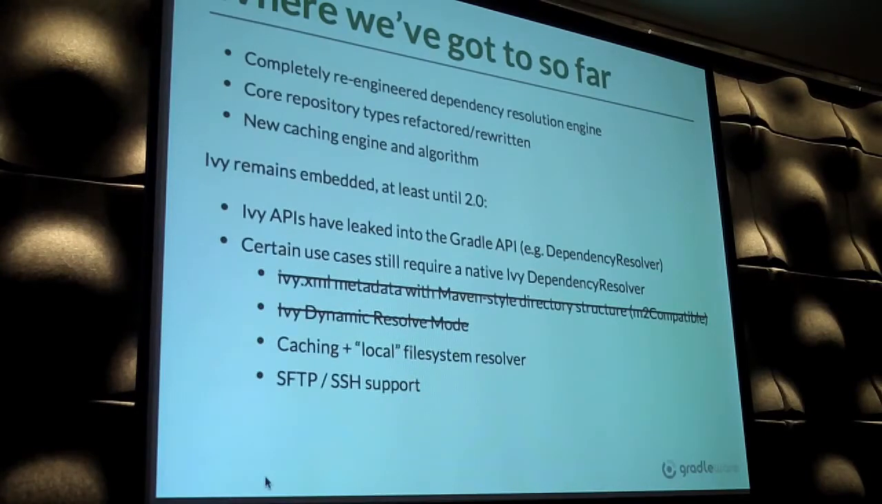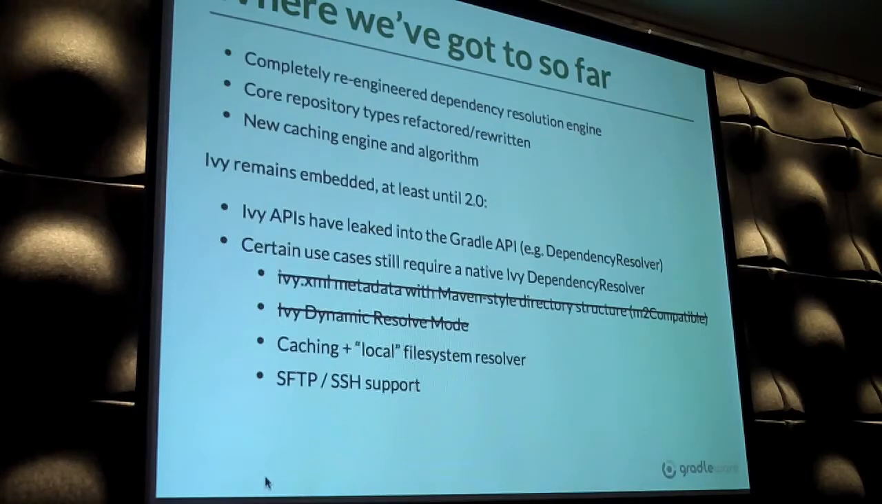That's what we've done. What we haven't done is that Ivy's still there. We've got a lot of Ivy still, and it's still valuable to us. It does a lot of work for us. So certain things are unfortunate. There are places in the Gradle API where Ivy types are returned. So in order to maintain backward compatibility, there's no way we can change that. So these are little blocks that stop us from going further.